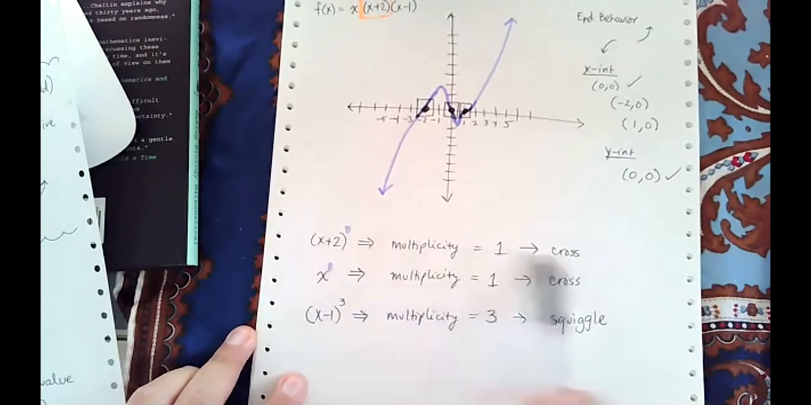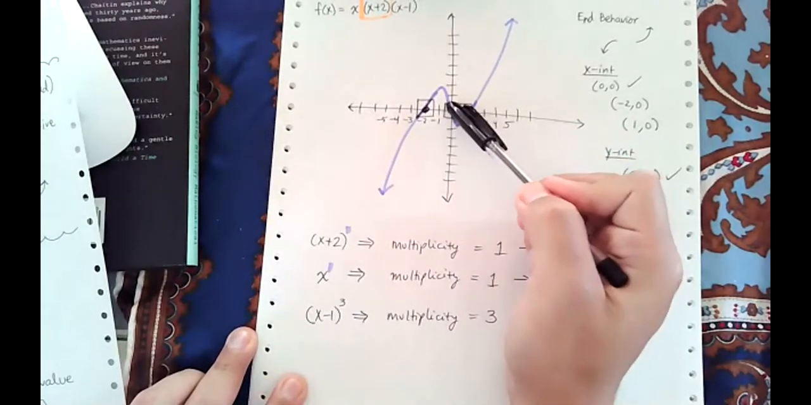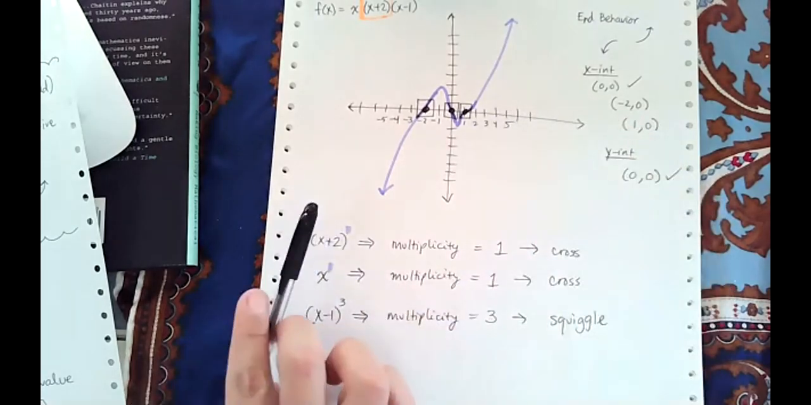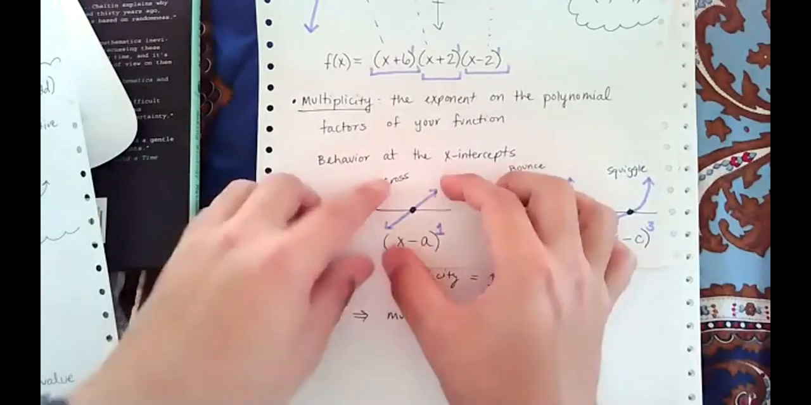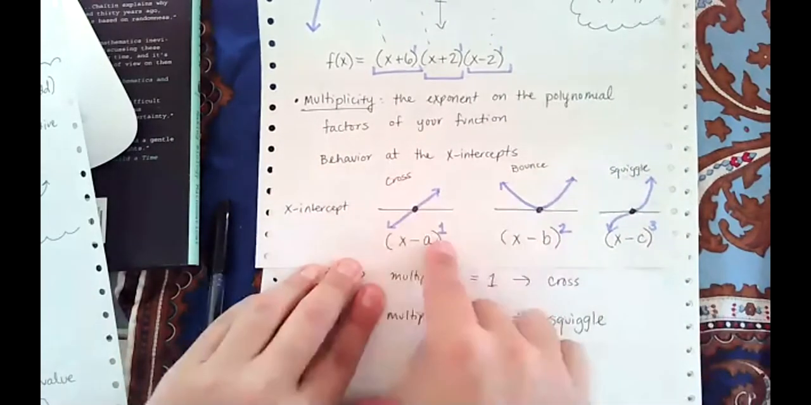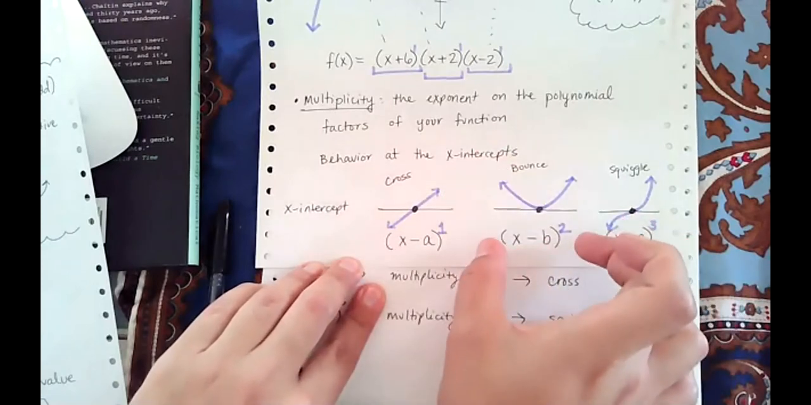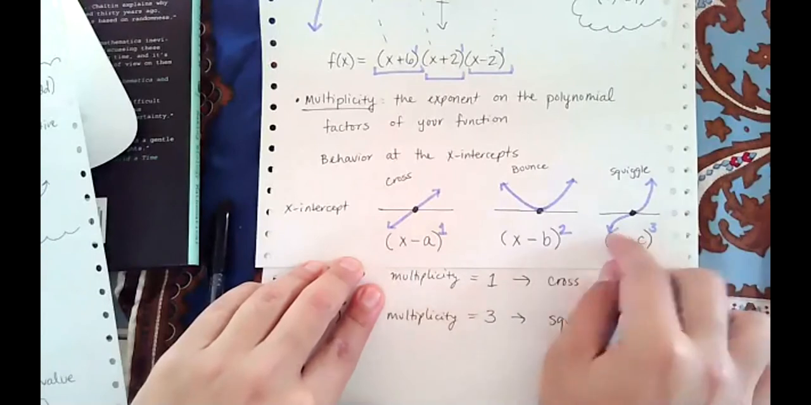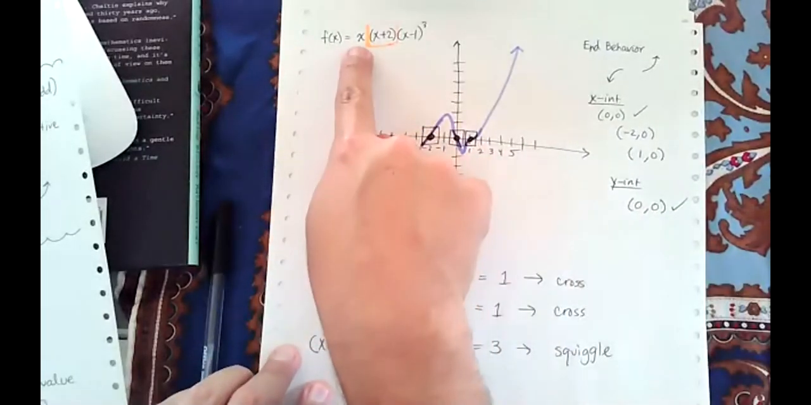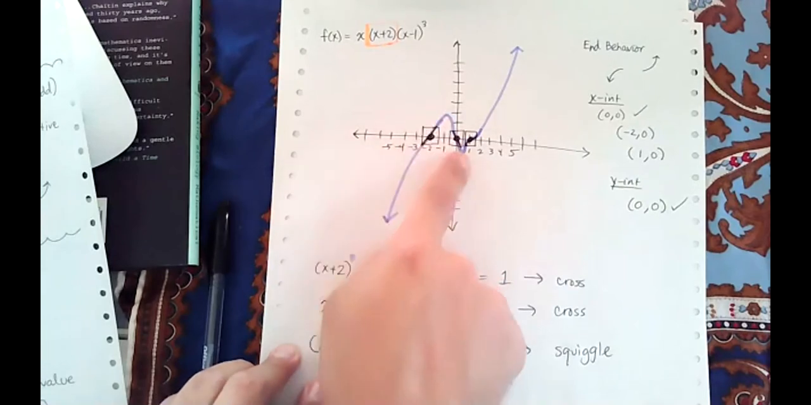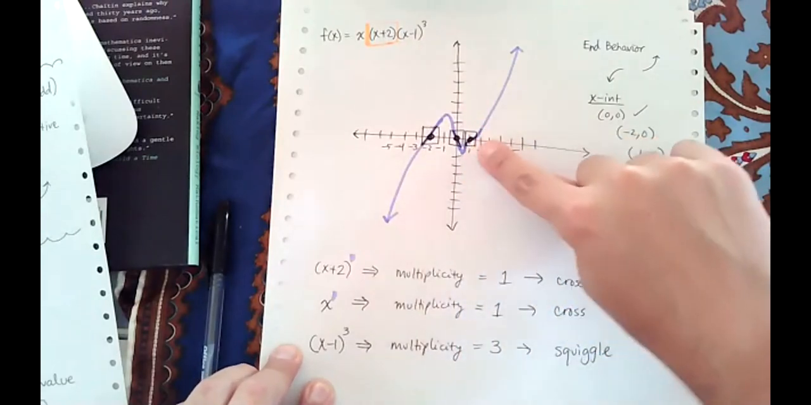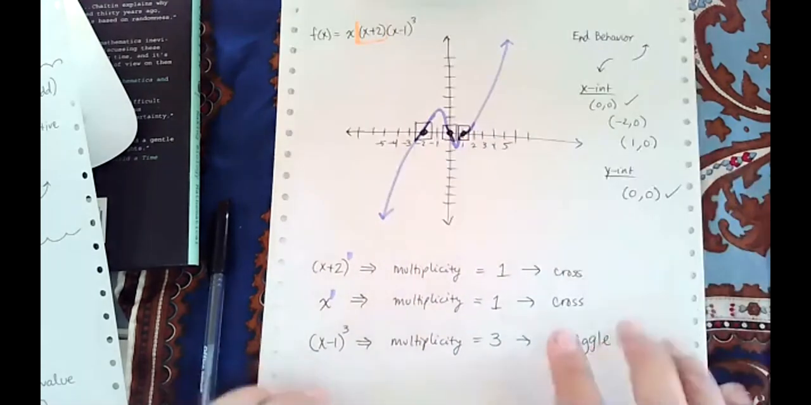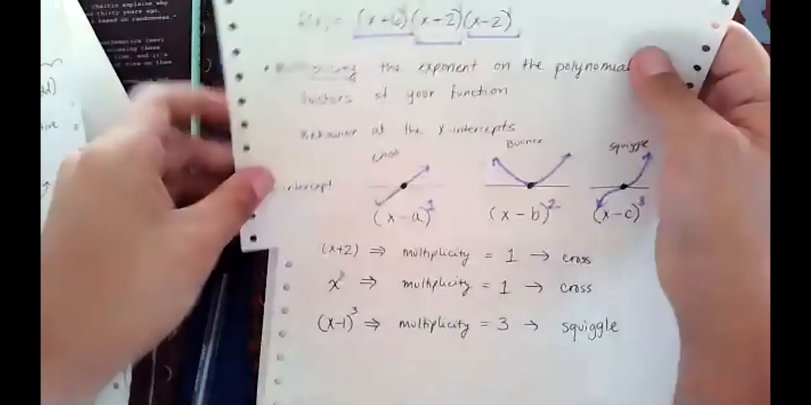So the multiplicity here is really what's telling you the behavior at these x-intercepts, right? And that's why I drew this diagram here: if the exponent of the factor is just a one at the x-intercept, it will just cross through, either up through it or down through it. If it's a quadratic, we'll see a bounce. And if it's cubic, we should see a squiggle through the x-intercept. In this function, we had a linear factor, another linear factor, and so that's why we cross through here and cross through there. But at the x-intercept of x equals one, we had to squiggle through it like a cubic function.